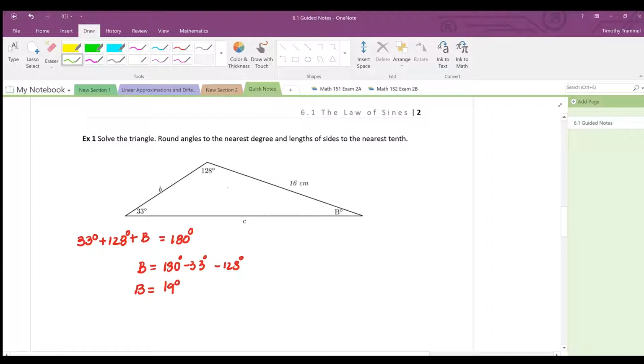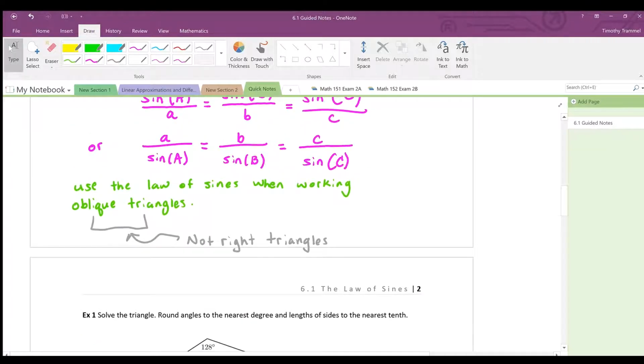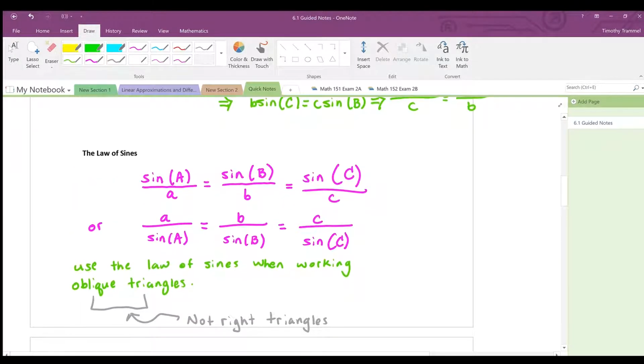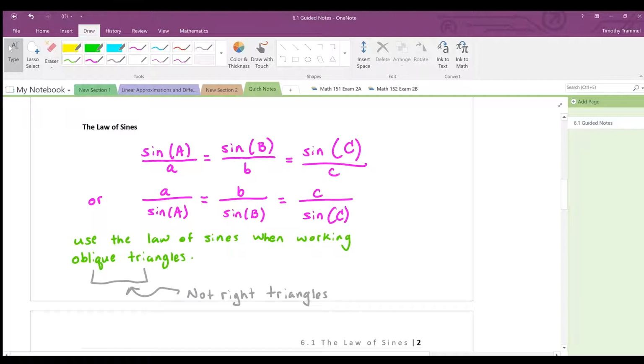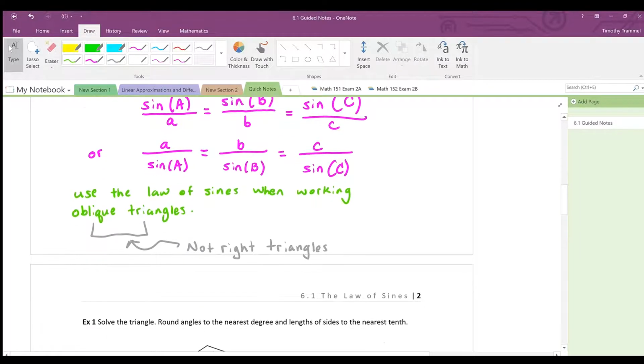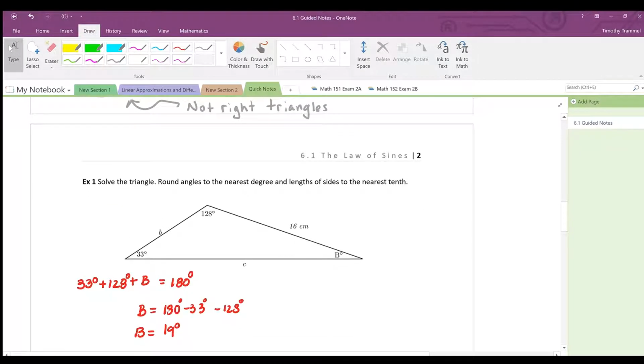So let's just start off by thinking about what the law of sines looks like. Remember, I'm going to move this up so we can see it. Sine of A over A equals sine of B over B equals sine of C over C. So we don't usually use all that at once. We'll usually just use two-thirds of it. And here's what I mean.